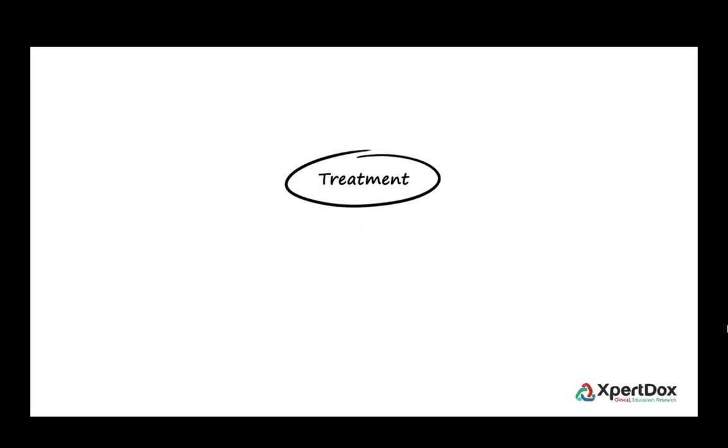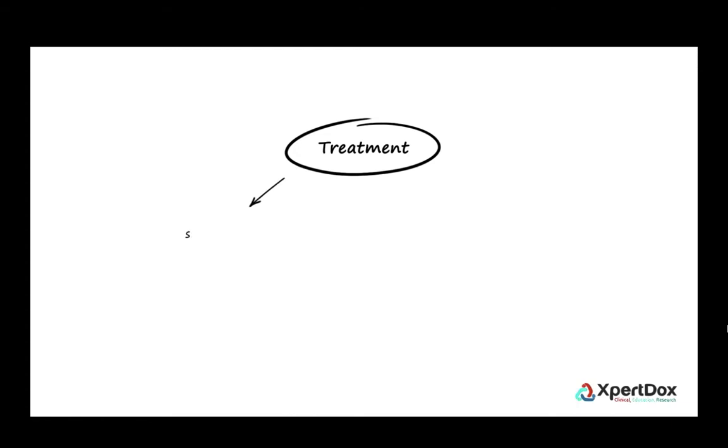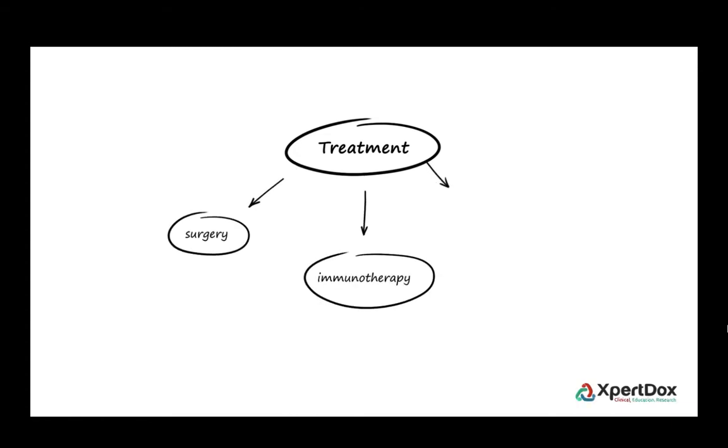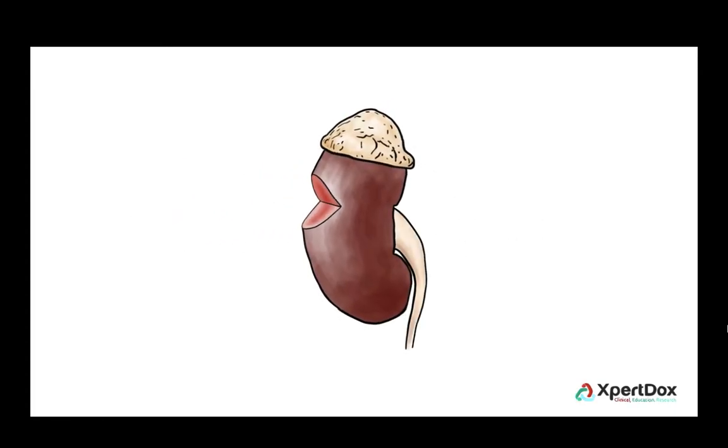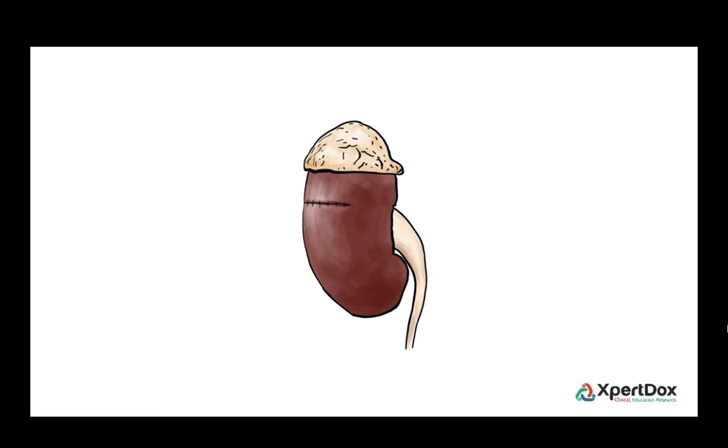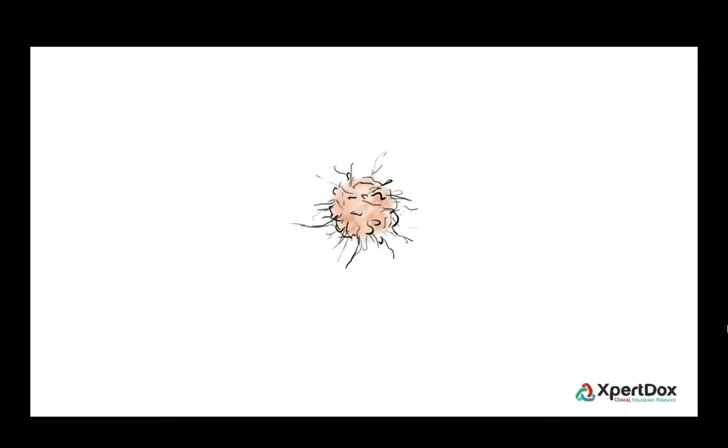The principal treatment options for renal cell carcinoma consist of surgery, immunotherapy, and targeted therapy. Partial or complete removal of the affected kidney is the standard treatment for localized renal cell carcinoma. Immunotherapy, or biologic therapy, works by boosting the body's immune system to help destroy cancer cells.